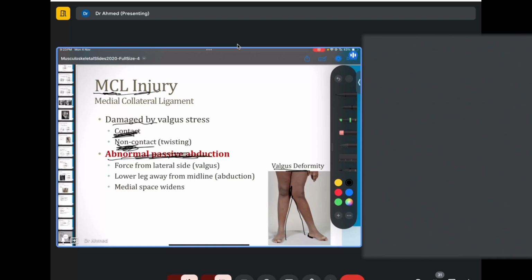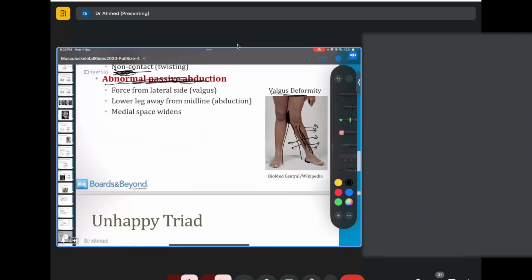So if we have exaggerated abduction, what's abduction? Moving away, right? Adduction, you are adding it. If you have exaggerated abduction of your leg, it can also have an impact on this medial collateral ligament, right? And it can be torn simply. So this was all the idea of the medial collateral ligament.